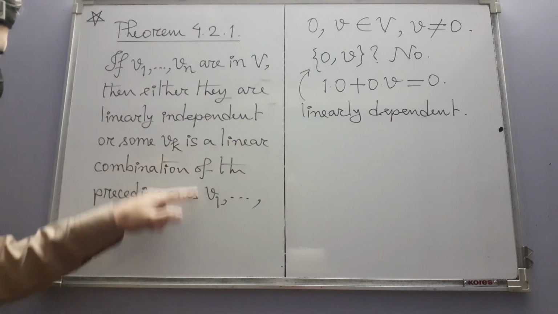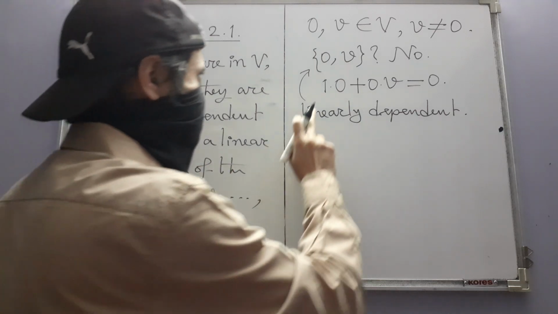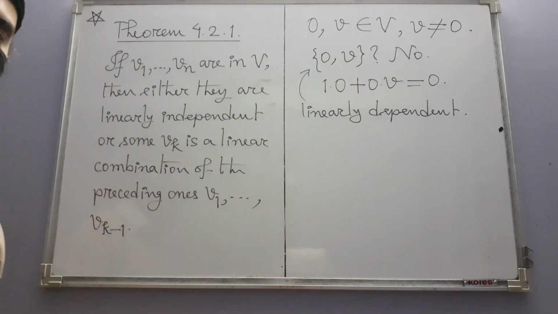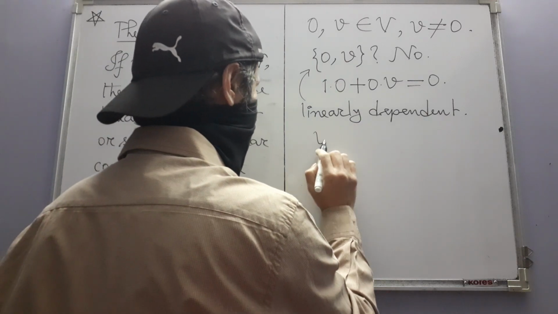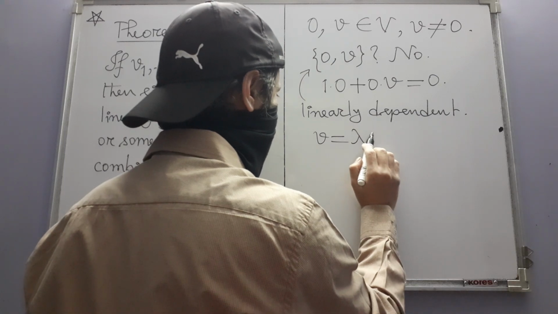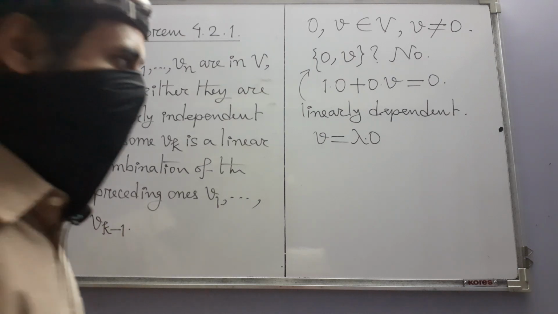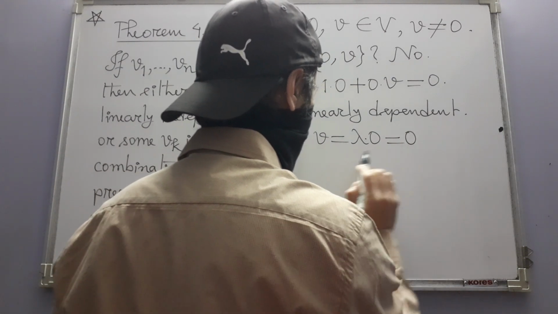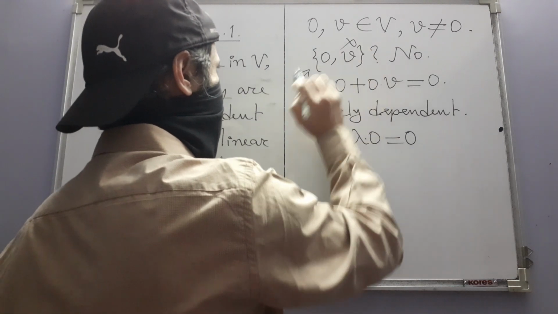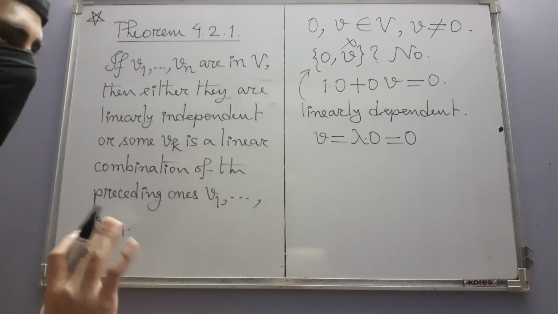Then according to this, the other half should be true because that's the theorem, right? So some vector in this set should be a linear combination of the preceding ones. Is v a linear combination of 0? That's not possible. You multiply the 0 vector by any scalar lambda, by one of the elementary properties of vector spaces, this will be 0, but v is not 0. So v is not a linear combination of the preceding ones. There is only one vector which comes before v, and v is not a scalar multiple of that.